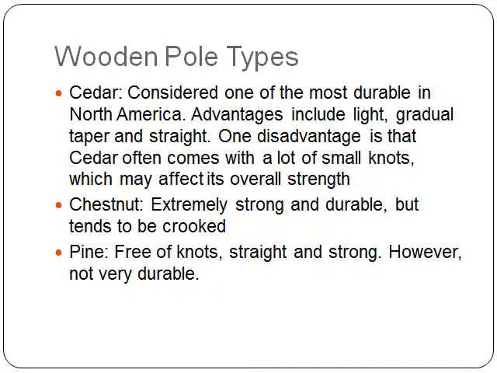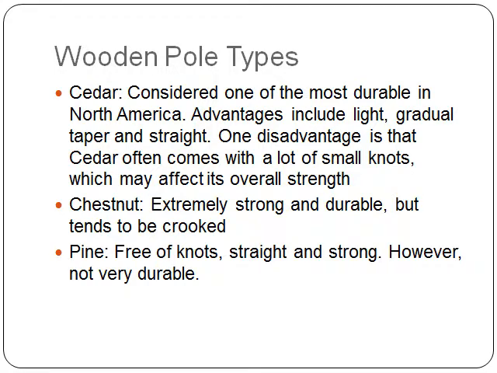For wooden poles, we usually use three pole types. The first one is cedar, because it is considered one of the most durable in North America. Its other advantages include that it is light, gradually tapered, and usually straight. However, one disadvantage is that cedar often comes with a lot of small knots, and small knots usually affect its overall strength when present.